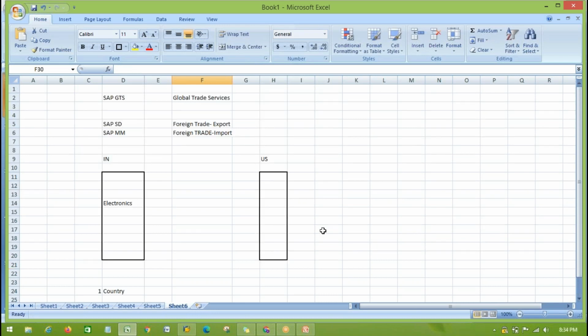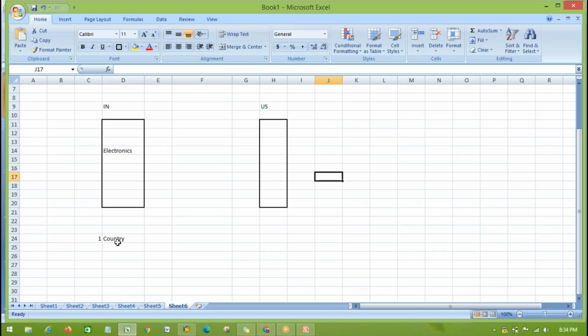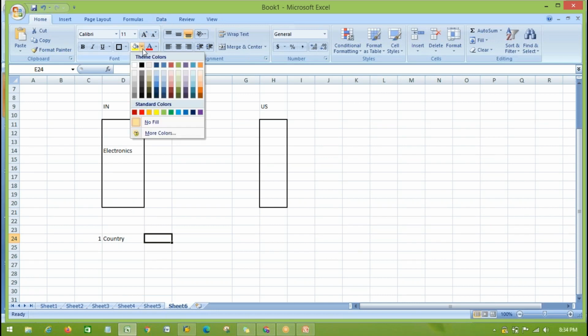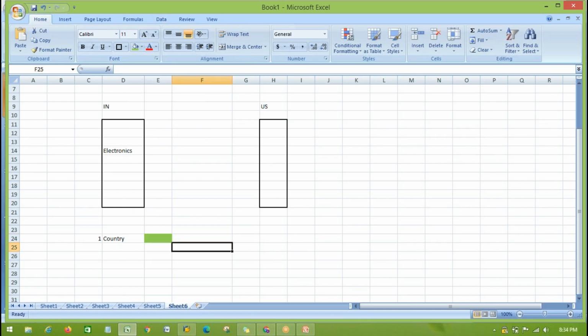So let's say by any means we came to know that we can do business with the US. I mean, we can sell our product to the US. We can export. Now this is done. So it is green. Now what is the second question? The second question is, okay, we are going to sell our product to the country called US.